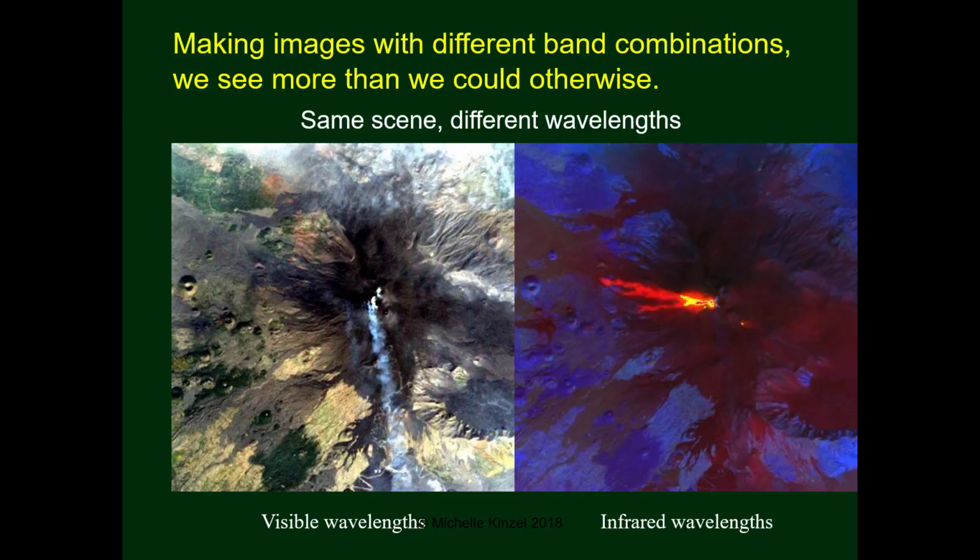Here's an example of the same scene with different wavelengths. This was collected at the same time, but as an analyst, they put together different band combinations in order to show different features of this volcano. On the left is a visible image, and you can clearly see the smoke plume, and you can see ash showing up as dark areas in the image. On the right is thermal, and the infrared wavelengths are showing the heat and the hot spots of this volcano.